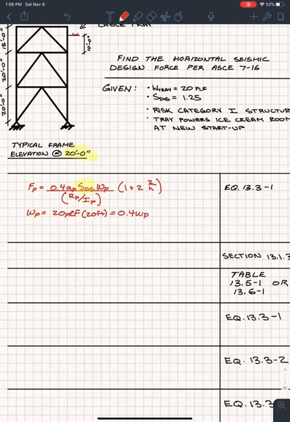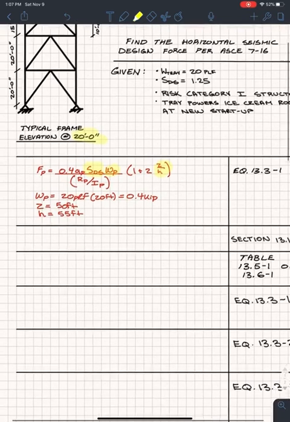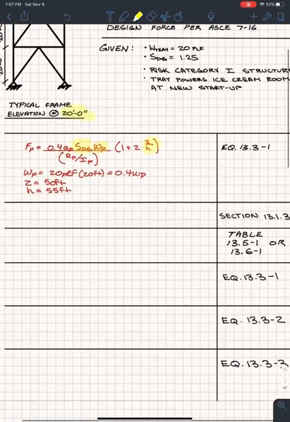Now what's Z? Z is the point at which the component gets attached, which you can see here is right about 50 feet. Right there, that's 50 feet. So Z is equal to 50 foot. Now what's the height of the structure? The height of the structure is 55 foot. Okay, what do you not know? So we've taken care of these guys here. What do you not know? You don't know the amplification factor, you don't know the response modification factor, and you don't know the importance factor.